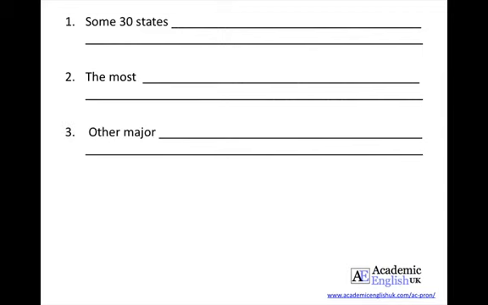Number 3, other major exporting countries also prosecute companies caught bribing foreign officials to win contracts. Other major exporting countries also prosecute companies caught bribing foreign officials to win contracts.